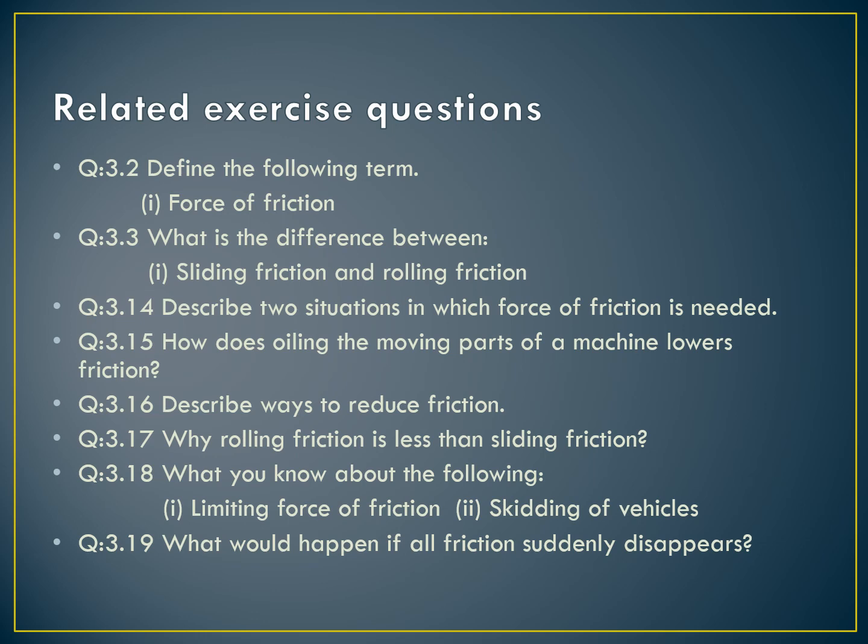Then question number 3.15. How does oiling the moving parts of a machine lower the friction? So as we know, the friction in case of a liquid surface is less than that of a solid surface. So by oiling the parts of the machine, we change the friction of a solid surface to a liquid surface, which reduces the friction. Then in question number 3.16, describe ways to reduce friction. So there are 3-4 ways to reduce friction which have been discussed in detail in the lecture. You can write all these ways.